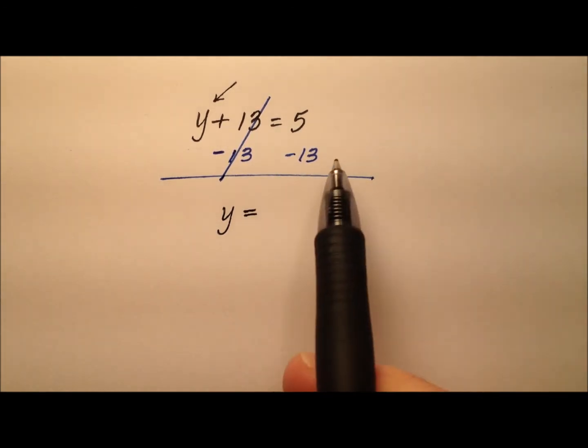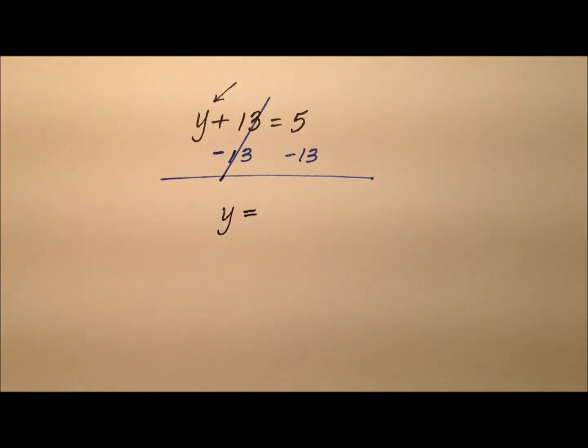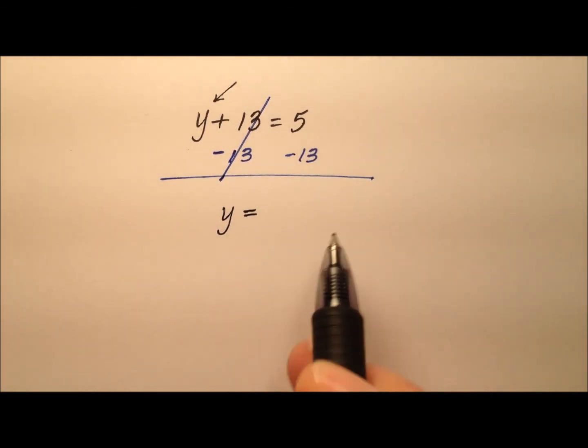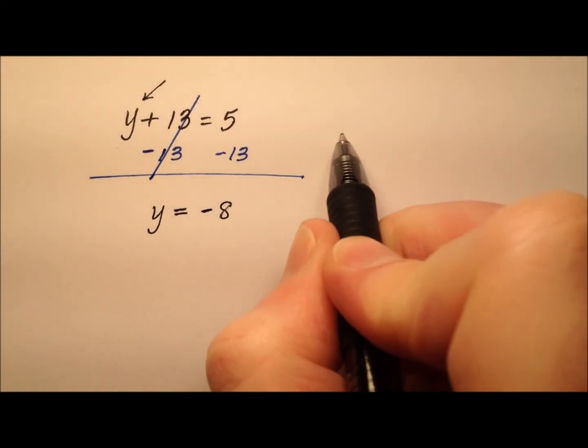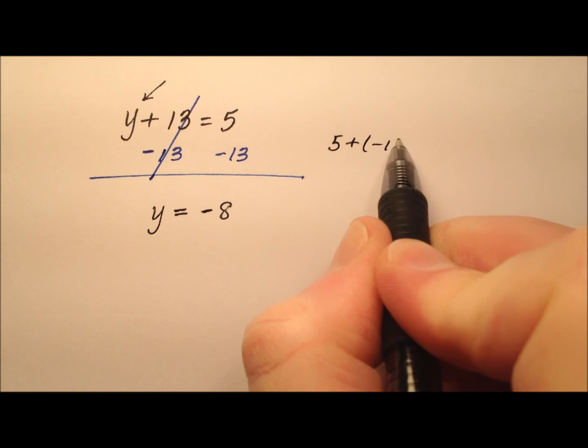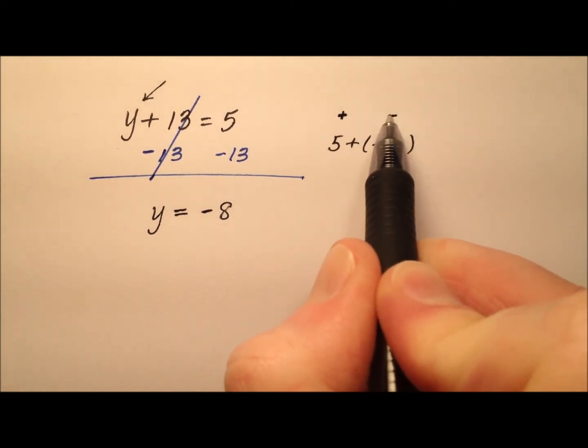and that's what I want because now I have isolated the variable. On the right side, it looks like I have 5 minus 13. So 5 minus 13 is going to be negative 8. Another way to look at that is it's 5 plus a negative 13.